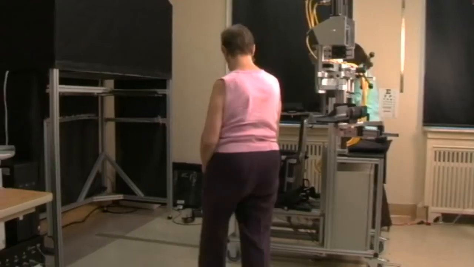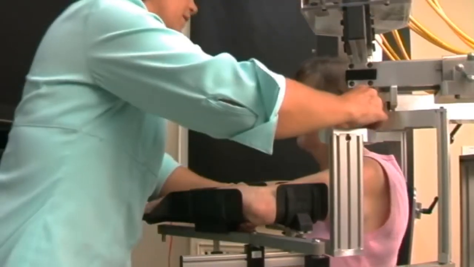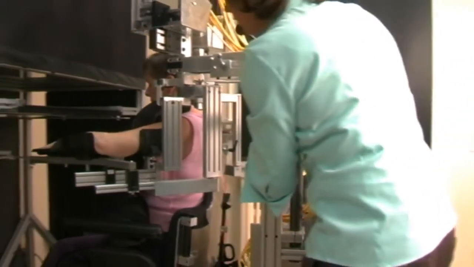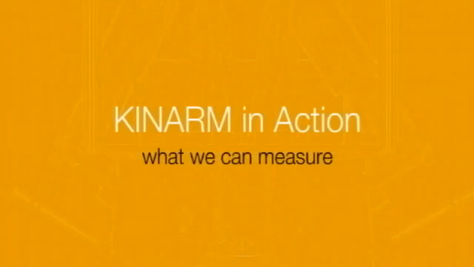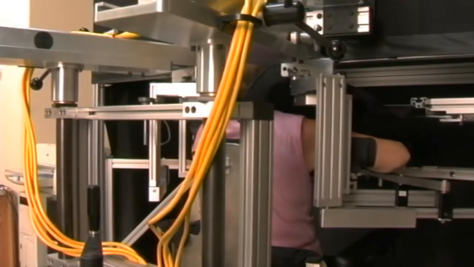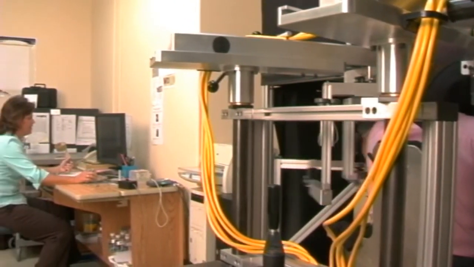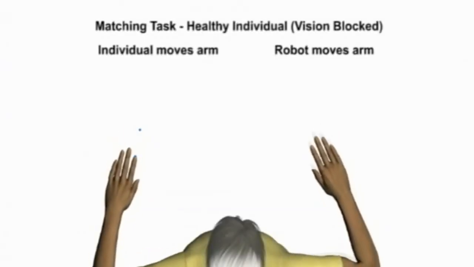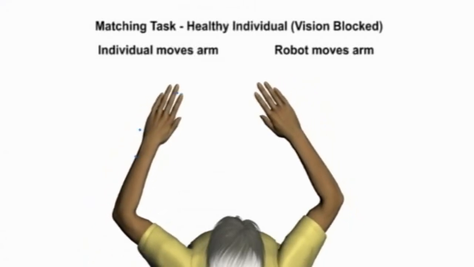This stroke patient is about to undergo an assessment. In the clinic, the patient is transferred to the Kinarm. The robot is adjusted to fit the patient. The patient is wheeled up to the workstation and is then asked to perform a broad range of behavioral tasks. Here is an example of how the Kinarm can be used to quantify sensory function of the limb with a simple matching task. In this task, the robot moves the right arm. The individual is required to move their left arm to the mirror position without being able to see their arms.